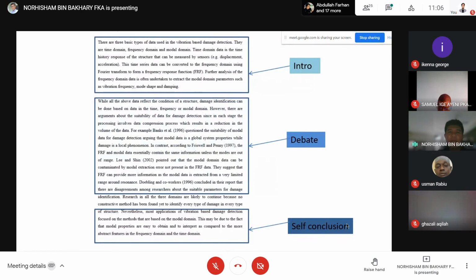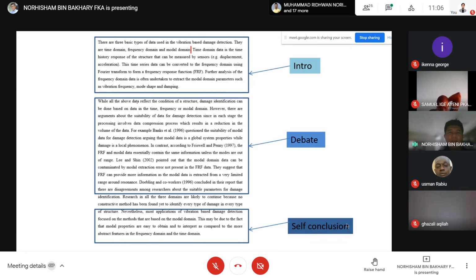So there are three basic types of data used in vibration-based damage detection. They are time domain, frequency domain, and modal domain. Three types of data. So time domain is blah blah blah and so on. So I don't read this. I go up to here. The rest is too specific.